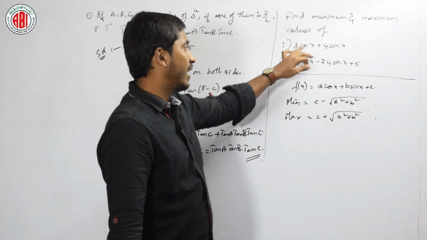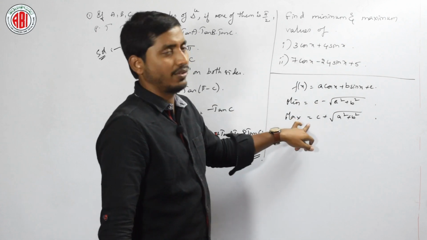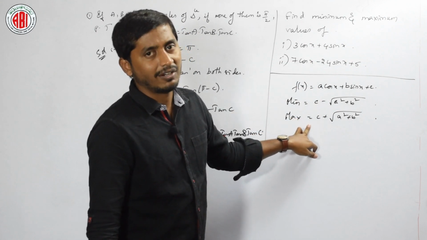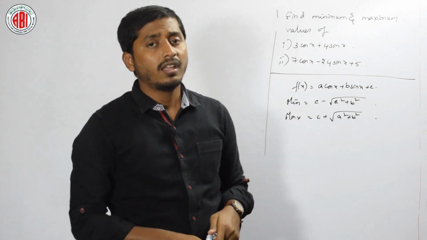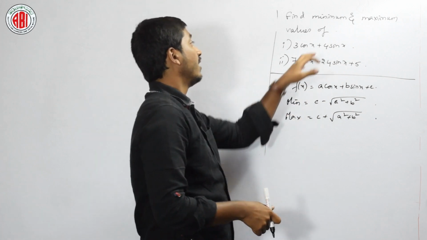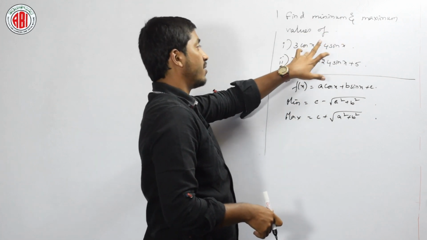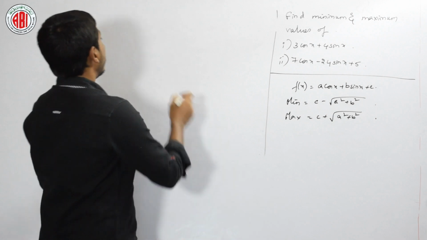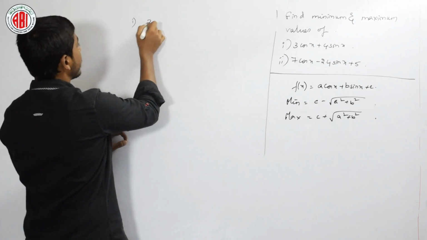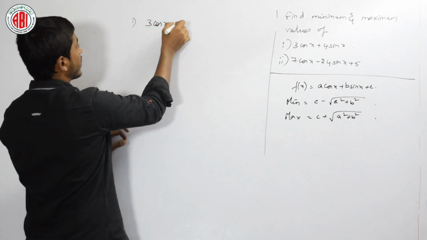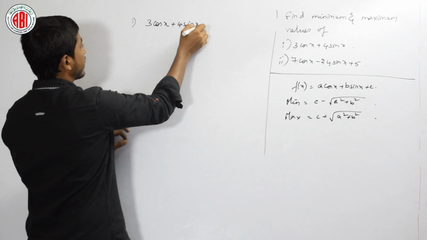If you know this, we can directly substitute the values of these into this. Okay. Shall we do that? Let us do it now. What is the question given here? He is asking us to find the minimum and maximum of this function, that is, let us write the function as it is, 3 cos x plus 4 sin x.